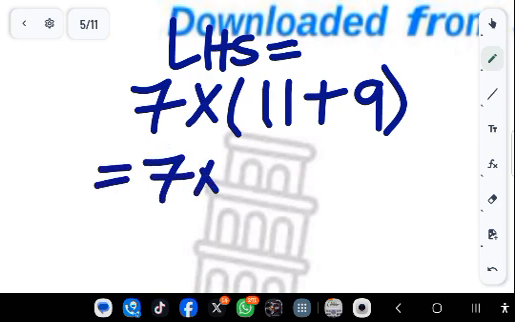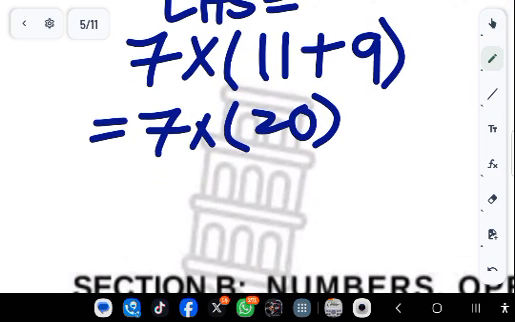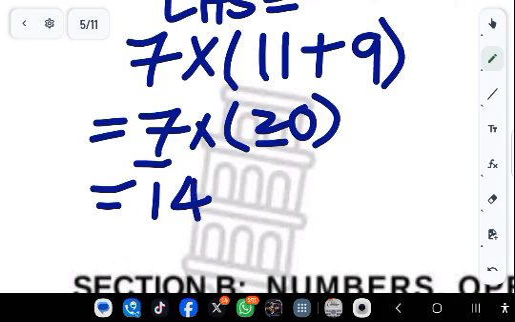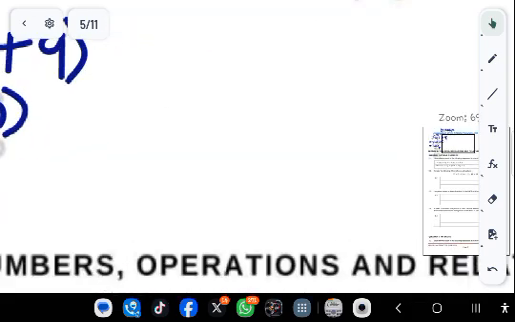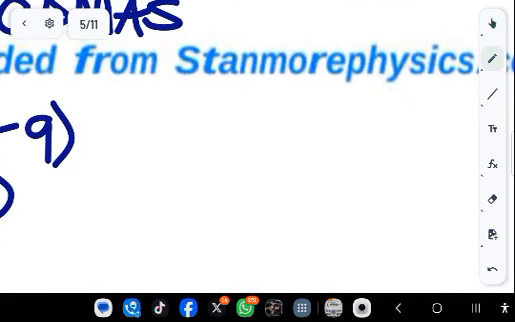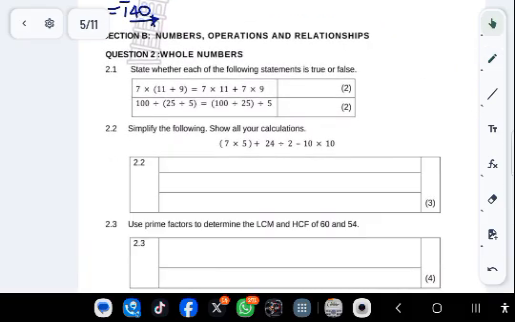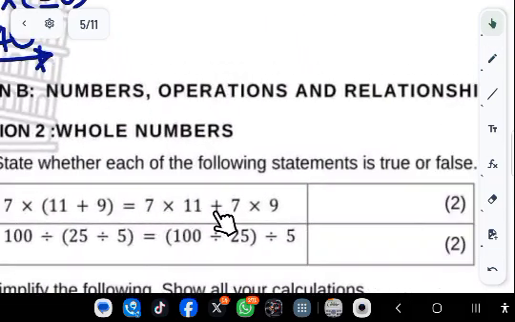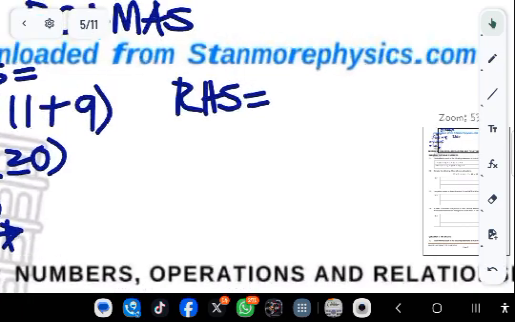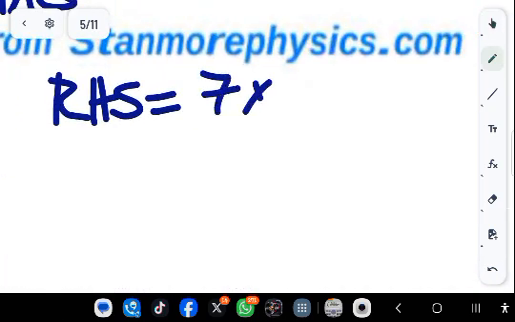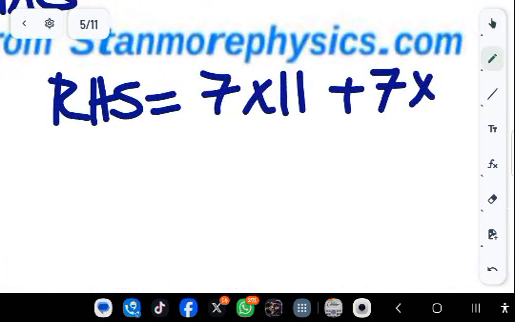So that's 7 minus 11 plus 9, that gives us 20. Use a calculator if you're not sure. I've seen people make very silly mistakes. 7 times 2 is equal to 14. So 7 times 20 will be 140, with that additional 0. So the left hand side will be 140. Now let's work out the right hand side and see what we can get. So that's 7 times 11 plus 7 times 9.